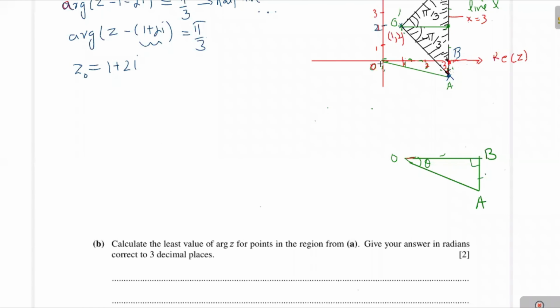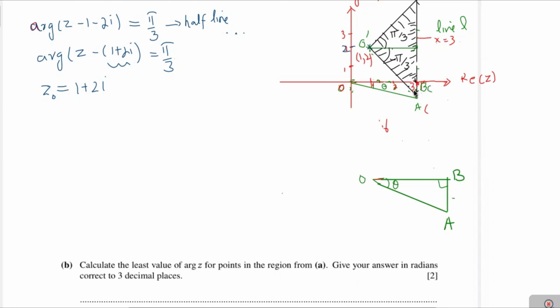Now you see here this point O is the origin, B is the point of intersection of the line and the real axis, and this point A is the point of the shaded region at which the argument of z is minimum. Now we have to find the argument of z of this point, and we suppose this argument is theta.